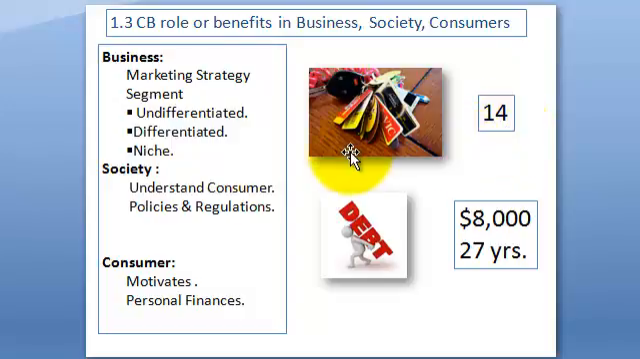Twenty years ago, I don't think these existed. Today, the average person has 14 of these. Society uses consumer behavior to understand policies, procedures, and regulations. You see it in seat belts. You see it in some of the things they've taken on with smoking policies. You see it with airbags. Understanding consumers helps us with society's needs.